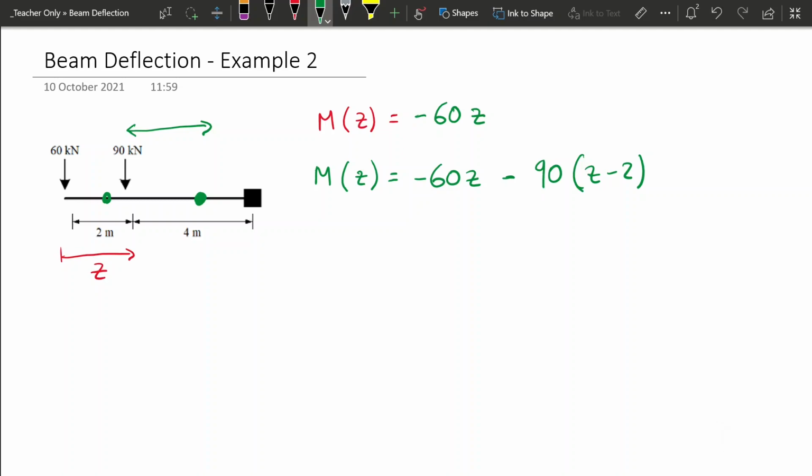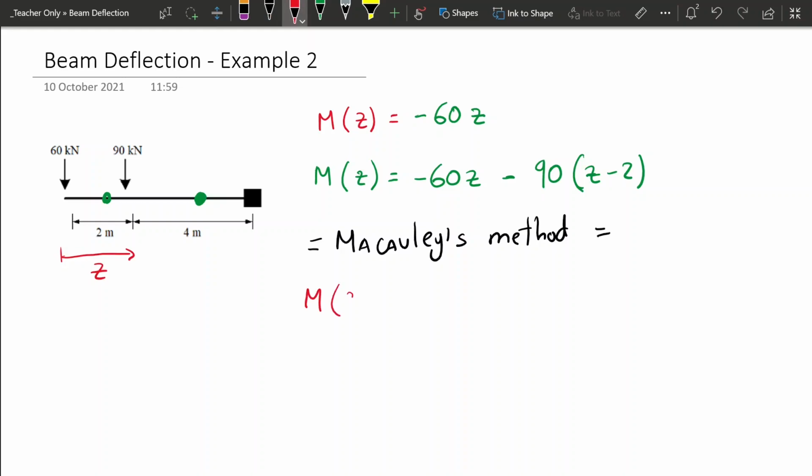But now, how can we have two equations that describe the moment depending on different points? And here's where Macaulay's method comes in. Macaulay's method is a trick to make sure we can write this in just one single equation. So I'm going to show you how this is done. It takes into consideration a special trick function called the Macaulay's function.